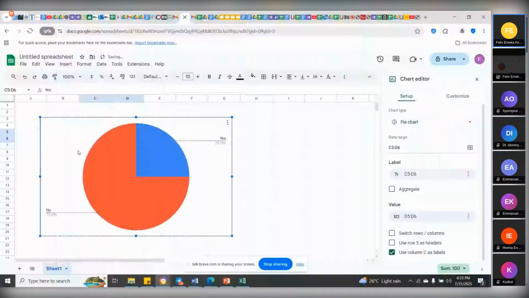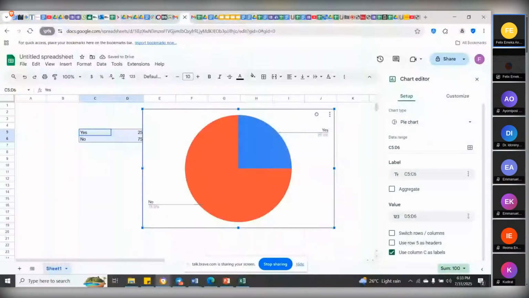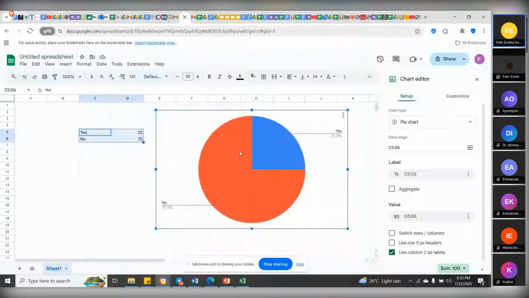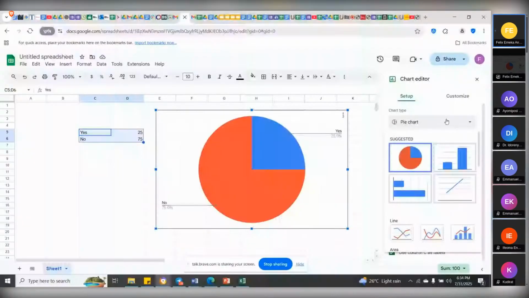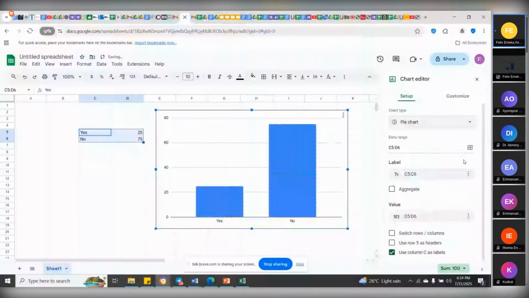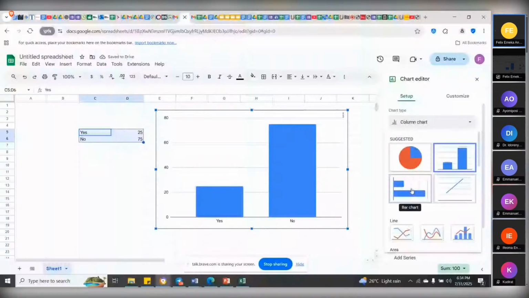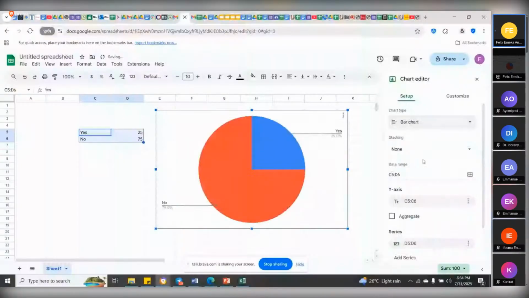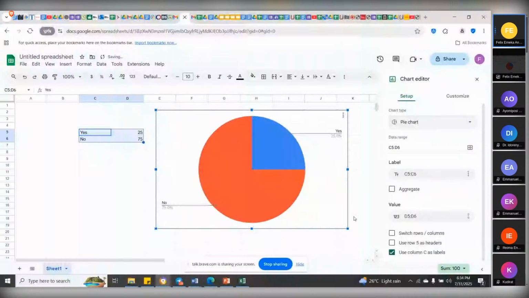When you click on chart, it's going to show you this by default, which is a pie chart. But you can actually change it. If you don't want a pie chart, you can come here and change it to any chart you want. I can change it to this, or to this, if this is what I want. But in this case, I want a pie chart. And you can see the yes is 25, the no is 75. This is looking small. You can increase the size if you want.